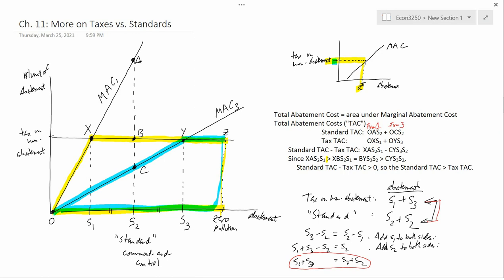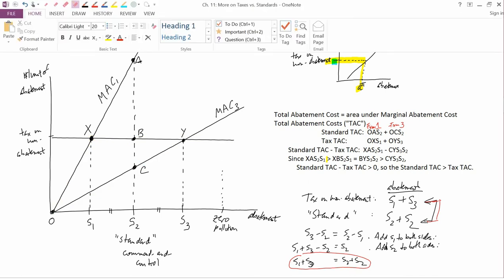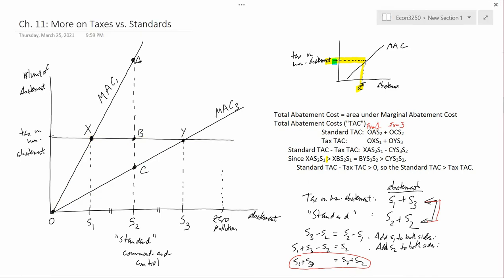And now, with standards, I suppose we could say a few things about standards. With standards, there are no taxes. Firm one is paying the area under OA, and firm three is paying the area under OC. So, with the standard, there's similarly an incentive for firm one to become firm three. So although that was a good feature of the taxes, that firm one wanted to become more like firm three over time, that is also a feature of the standard.